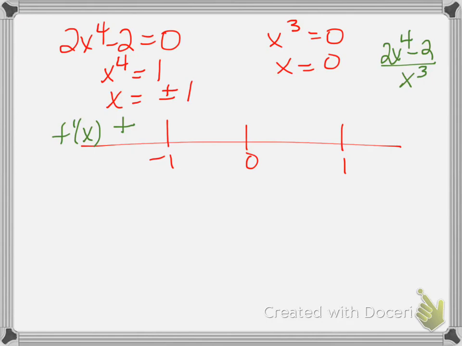If I plug in a number between negative 1 and 0, maybe negative a half, a half to the fourth will be a 16th, times 2 will be an eighth. Looks like we're going to get a negative on top. On the bottom, if I plug in negative a half, we're going to get a negative, so we get a positive. That's wrong. The top is going to be negative, bottom is going to be negative, so you get a positive.